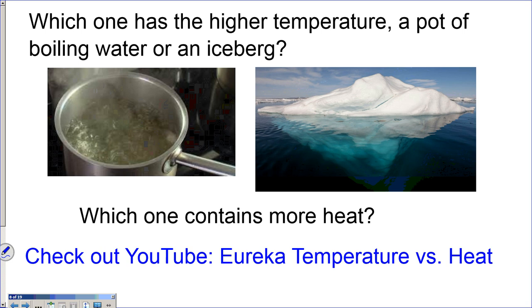If this concept is a little confusing, I want you to go to YouTube and check out the Eureka temperature versus heat video. It's a cute little cartoon. It goes through this difference a little bit more. So same thing, if you had a cup of boiling water or a swimming pool full of water that was regular temperature, the swimming pool full of water would have more heat, even though it is not the highest temperature, because there's more water particles in that swimming pool.